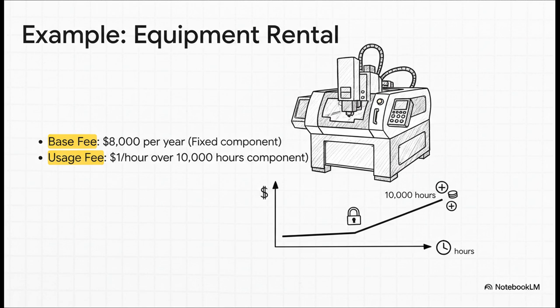Here's a perfect real-world example. Let's say we rent a special machine for finishing the wood on our tables. The rental contract says we pay a flat $8,000 a year just to have the machine sitting in our workshop. That's our fixed component. But the contract also says that if we use it for more than 10,000 hours in a year, we have to pay an extra dollar for every single hour over that limit. And that's the variable component kicking in.